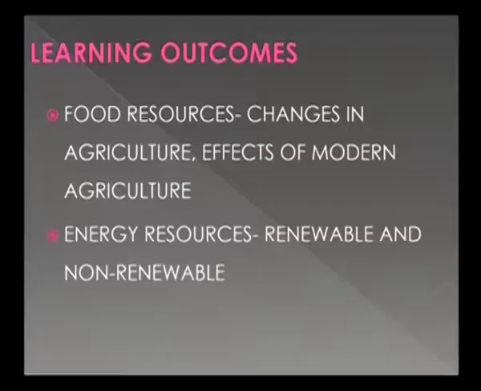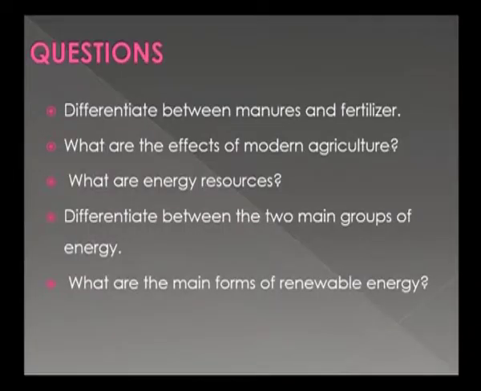At the end of this lecture, we have looked into food resources, the different changes in agriculture and the effects of modern agriculture. We have looked into energy resources, renewable and non-renewable. At the end of this lecture, we should be able to answer the following questions. Differentiate between manure and fertilizer. What are the effects of modern agriculture? What are energy resources? Differentiate between the two main groups of energy. What are the main forms of renewable energy?